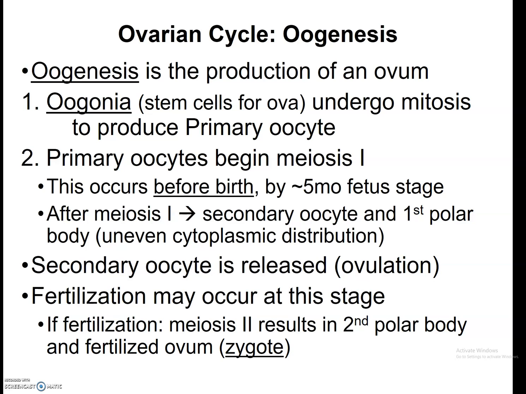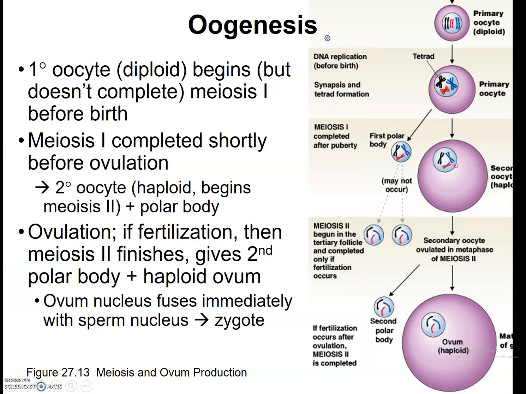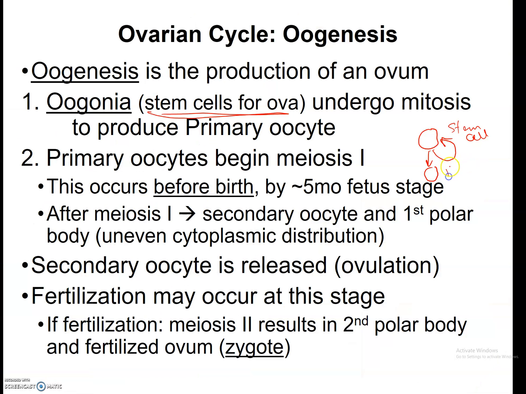So oogenesis is the process by which an ovum is produced. Oogonia are the stem cells for the ova. And remember, like I said before, a stem cell divides to produce a primary cell that's going to then undergo meiosis, but then the stem cell reproduces itself. That is part of the definition of what a stem cell is. So this would be the stem cell, or the oogonia, and then this cell down here would be the primary oocyte.